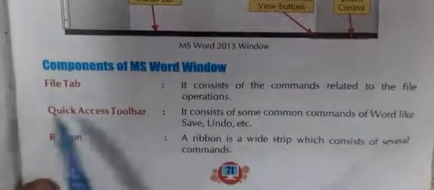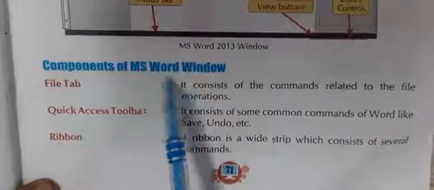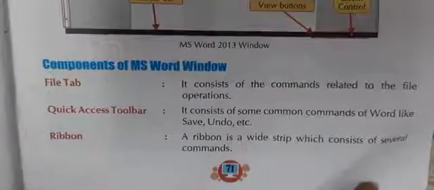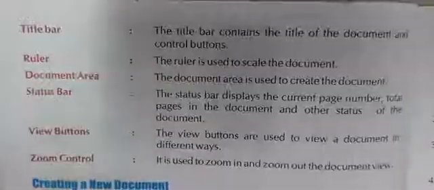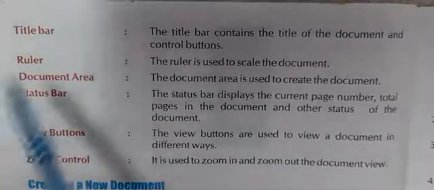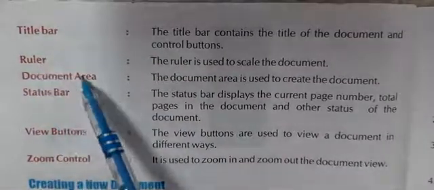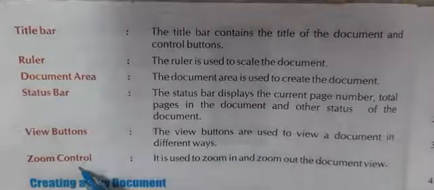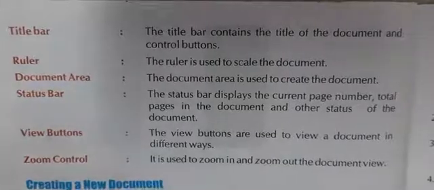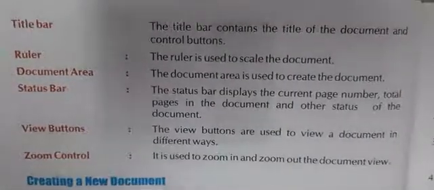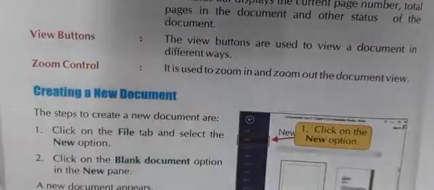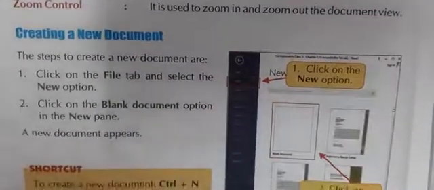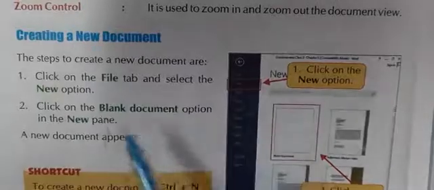So we have learned already about the components of the MS Word window: File tab, Quick Access Toolbar, Ribbon. Then we learned about the title bar, ruler, document area, status bar, view buttons and zoom control. Now we will learn about how we can create a new document. To create a new document, what are the steps?